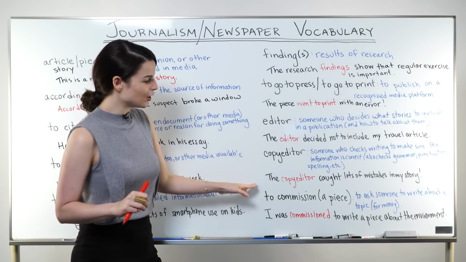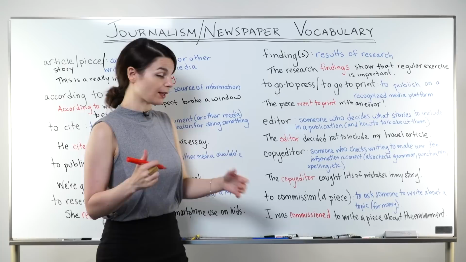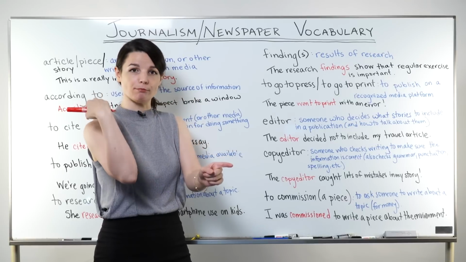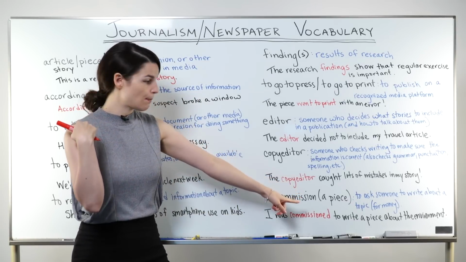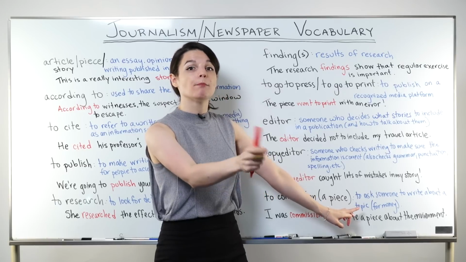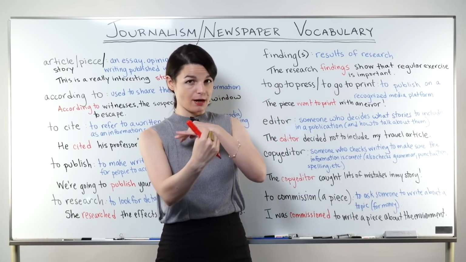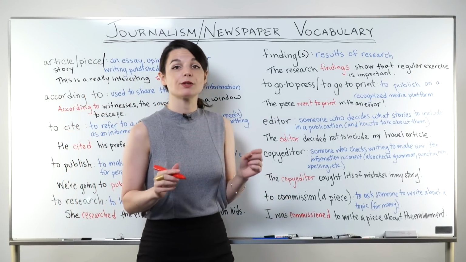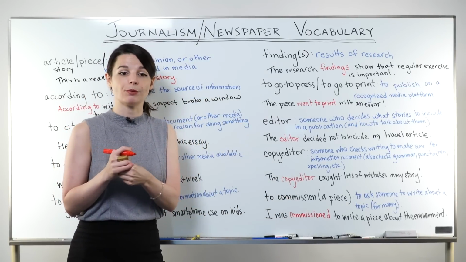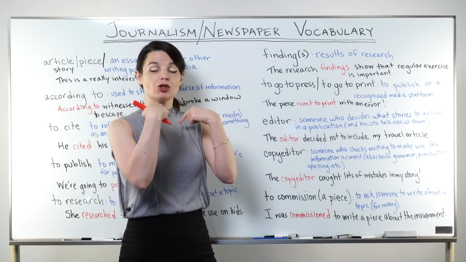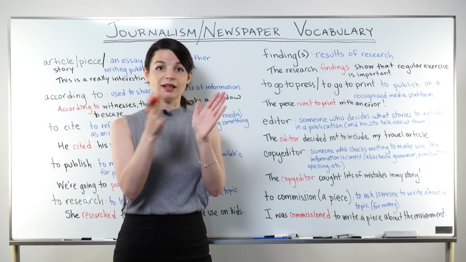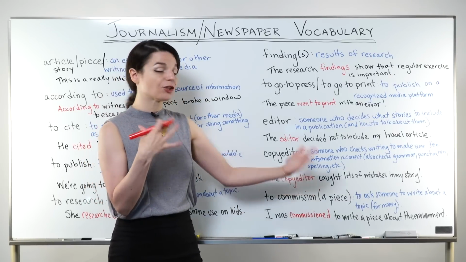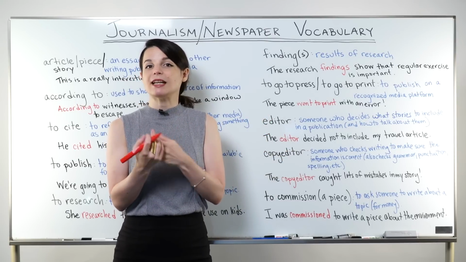Okay, finally then, to commission a piece. So to commission something means to ask someone to do something, to create something in exchange for money. So to commission a piece means to ask someone to write about a topic, a specific topic, for money. For example, I was commissioned to write a piece about the environment. That means someone asked me to write a story, to write an article about the environment, and they promised I would be paid. So to commission a piece in the journalism world means to receive money in exchange for writing about a topic.